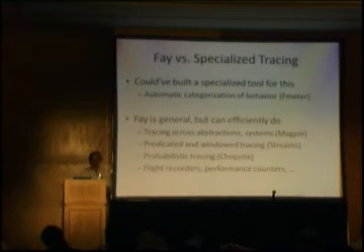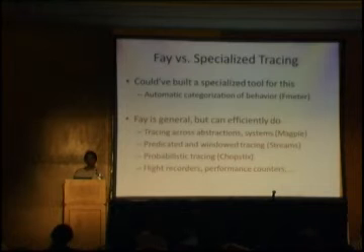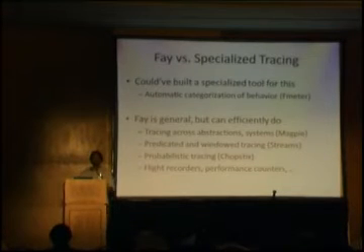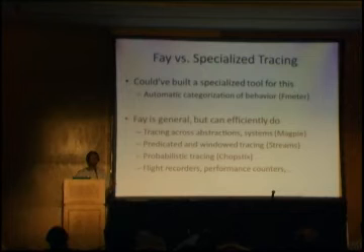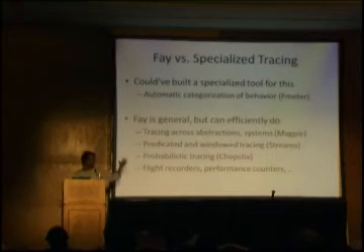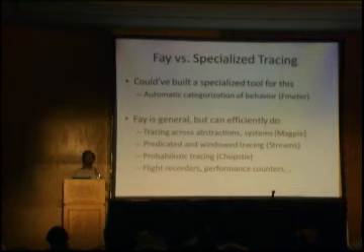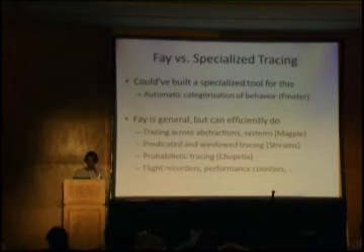Now, of course, we could have written a specialized tool to do all of this. And in fact, one of these tools already exists. Hakeem has been able to do probabilistic tracing like in the chopstick system. Now, I'm just listing these here to give you an overview of how general Fay is. We have details about our experience with all these implementations in the paper.